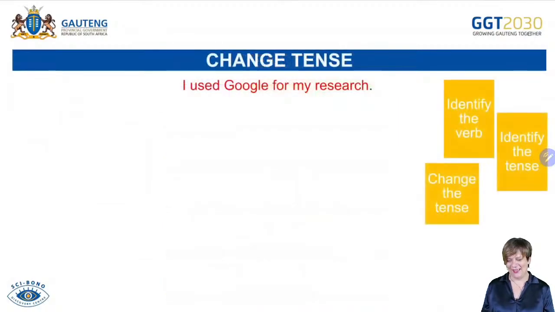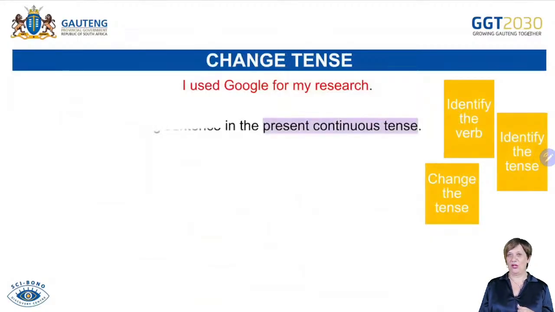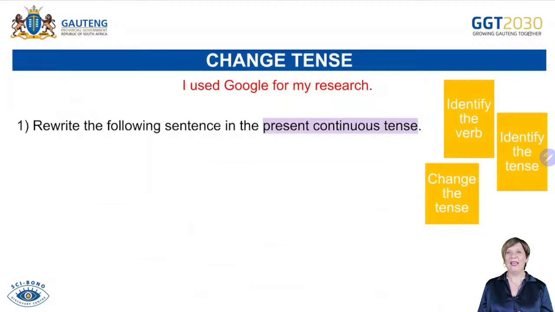Okay, so let's try it. It's always good to try things. So let's try this. I'm giving you a sentence. It says, I used Google for my research. Simple sentence. You can immediately recognize this in the past tense. So this is an example question that we can give you. It would say, rewrite the following sentence in the present continuous tense.